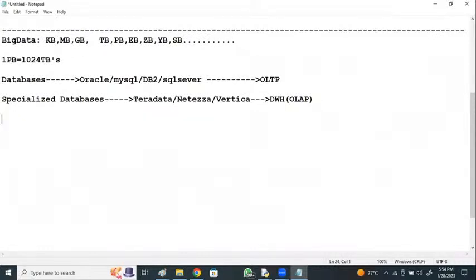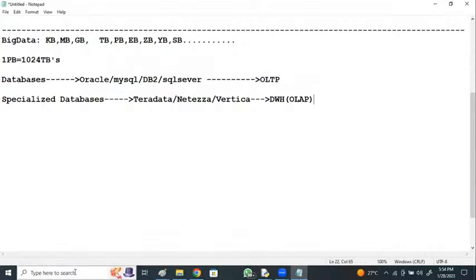Now, these databases or specialized databases can handle data only up to some extent: databases in GBs of data, specialized databases in TBs of data. But to handle petabytes of data, these databases cannot cope. As a solution to all these storage problems, and not only storage but also processing, we have a framework like Hadoop for storage and processing. Later, I'll come back to what Hadoop and Spark are.